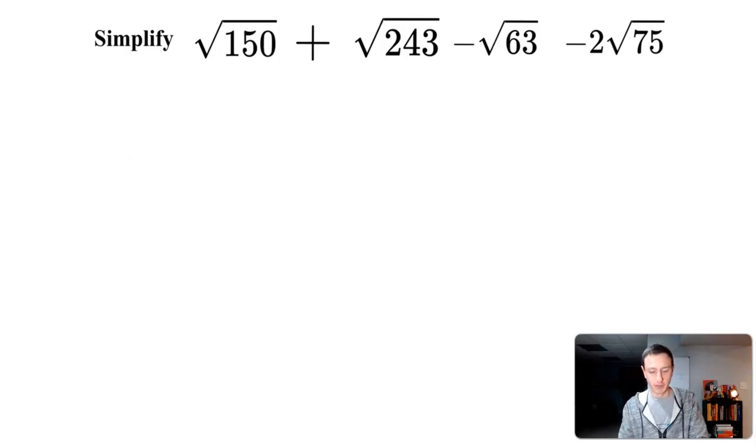Second, we need to simplify these radicals. So we need to simplify all of these radicals. So let's just go ahead and simplify the radicals and then see what happens. What I'm looking for is just some perfect squares that I can pull out.